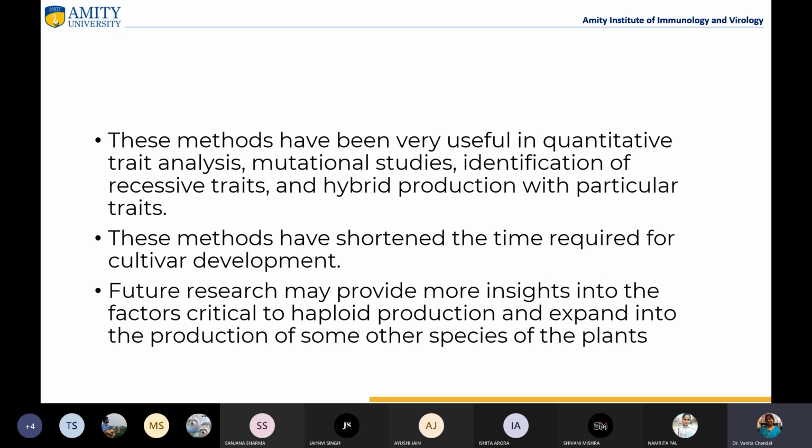These methods have been very useful in quantitative trait analysis, mutational studies, identification of recessive traits, and hybrid production with a particular trait. The other important point is that they have reduced the time required for cultivar development when we are doing it in lab conditions through a plant tissue culture method. So the time taken is very little. A lot of other studies in the future can provide more insight into these processes.